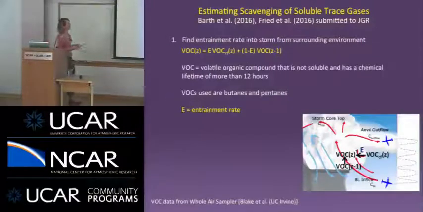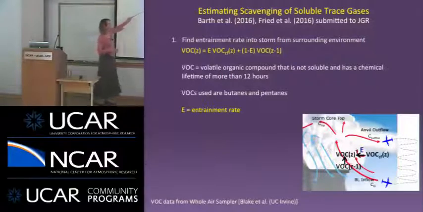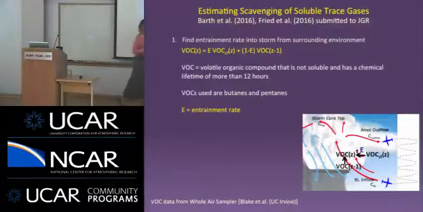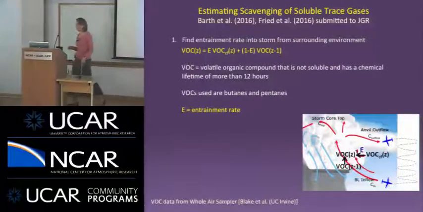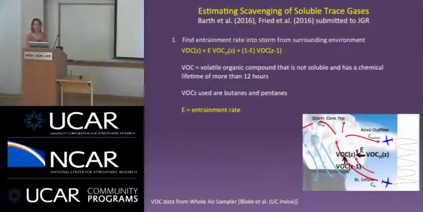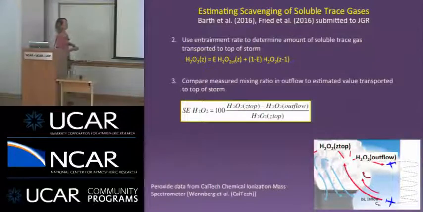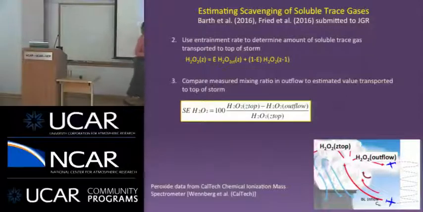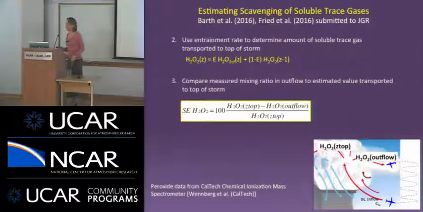To emphasize that, here's the entrainment rate equation, where I'm using VOC, volatile organic compound, as a passive tracer to help us determine the entrainment rate. And basically what we're saying is that the volatile organic compound at any point is a combination of what comes up from below and what gets entrained into the storm. We use butanes and pentanes for our volatile organic compounds and do an iterative process to get that entrainment rate. Once we know the entrainment rate, we can do the same equation for our peroxides or our formaldehyde and get their values at the top of the storm, which we then compare to what was actually measured.